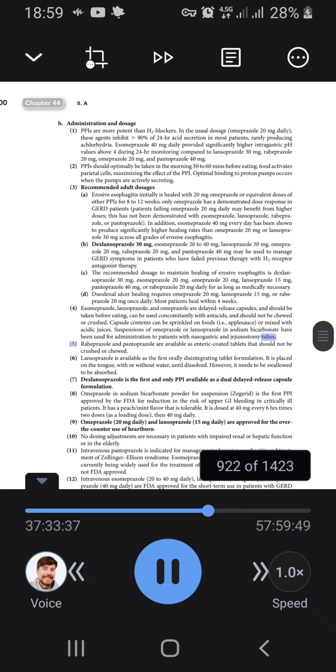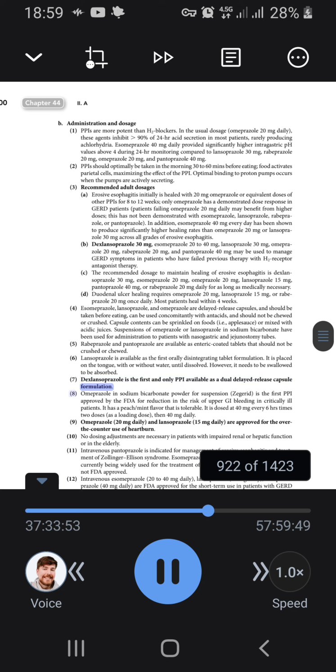5. Rabeprazole and pantoprazole are available as enteric-coated tablets that should not be crushed or chewed. 6. Lansoprazole is available as the first orally disintegrating tablet formulation. It is placed on the tongue, with or without water, until dissolved. However, it needs to be swallowed to be absorbed. 7. Dexlansoprazole is the first and only PPI available as a dual delayed-release capsule formulation.